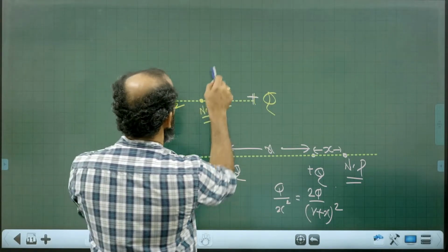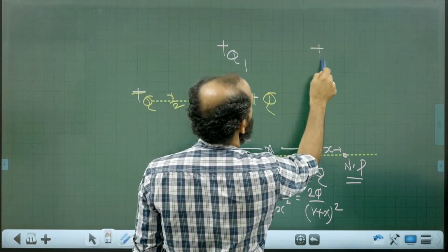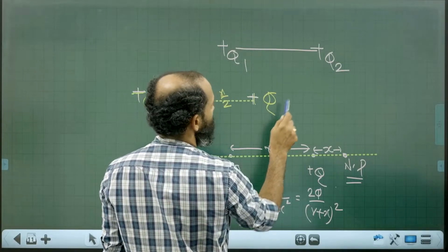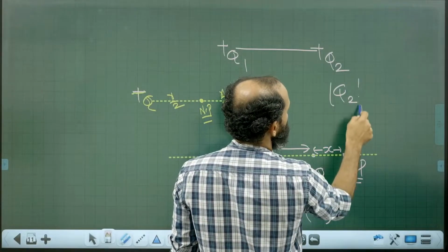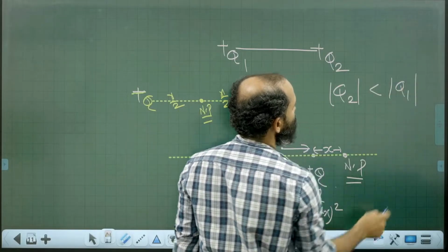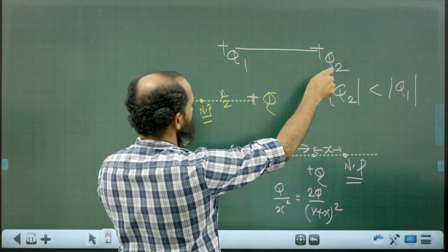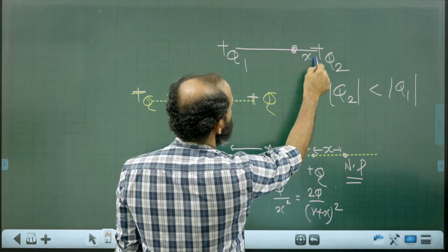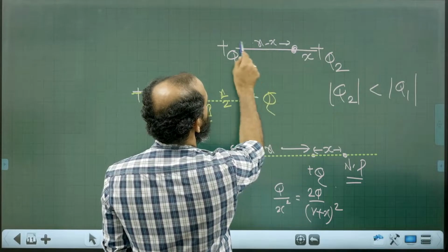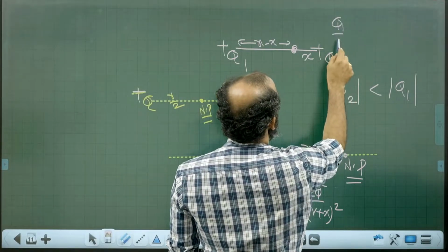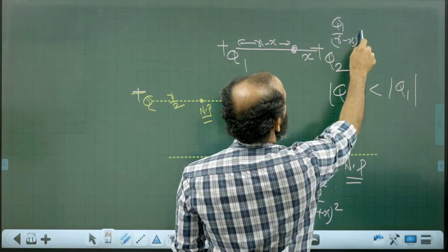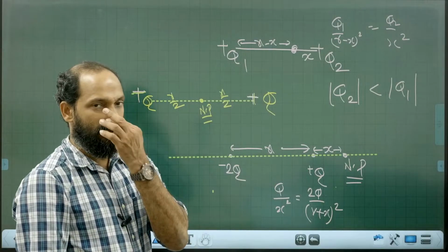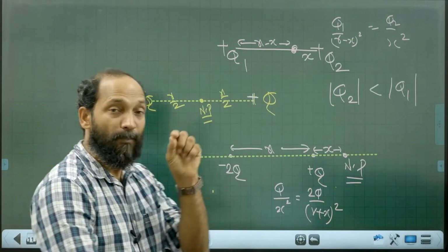But here, if one is q1 and the other is q2, then null point will be close to this if q2 has modulus less than that of q1, q2 is the one which is smaller. That's why null point is close to q2. Let this distance be x, then the rest of the distance is r minus x. Then you say that q1 by r minus x whole square equal to q2 by x square. You can solve for x. This is the way by which you find null point of point charges.